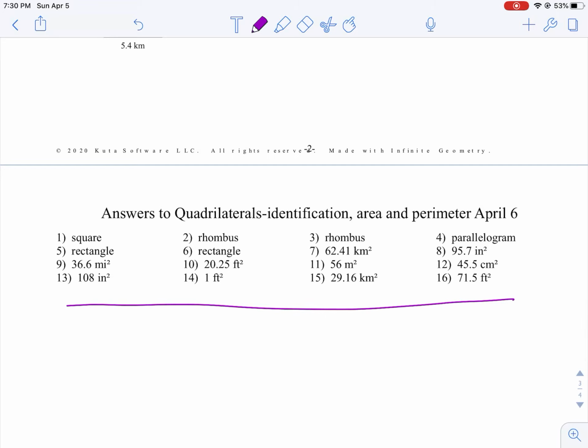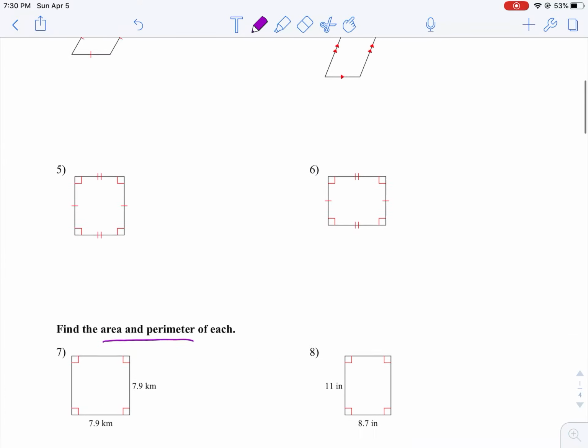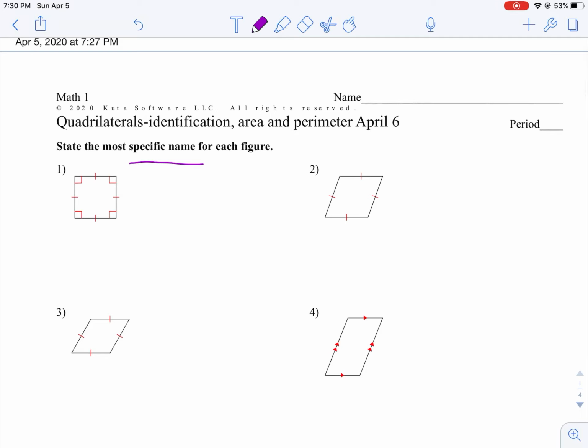Down here, if you notice, they only have the area formula or answers. They don't have the perimeter, okay? So you're going to have to just do your best right now and not have a key with that. They weren't able to put a key on both of them.